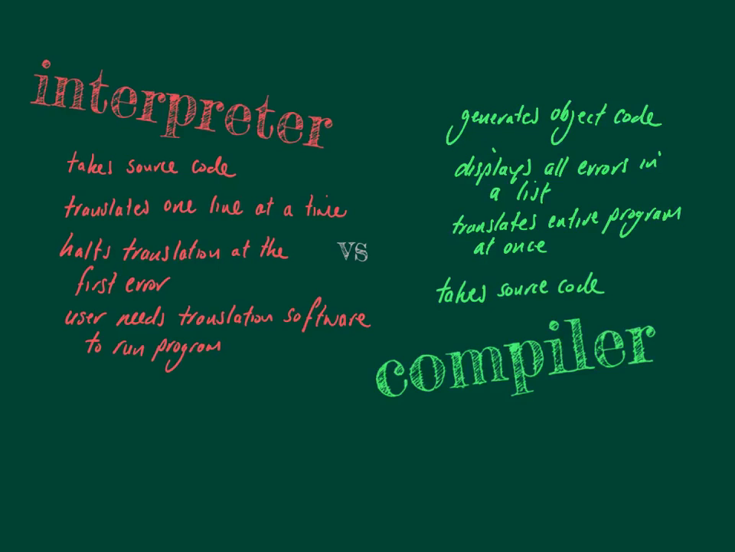In comparison, the compiler takes source code, it will translate the entire program in one go, not one line at a time. It then displays all errors, if there are errors, in a list on the screen. And the user can run the compiled code without translation software once it's been generated by the compiler.